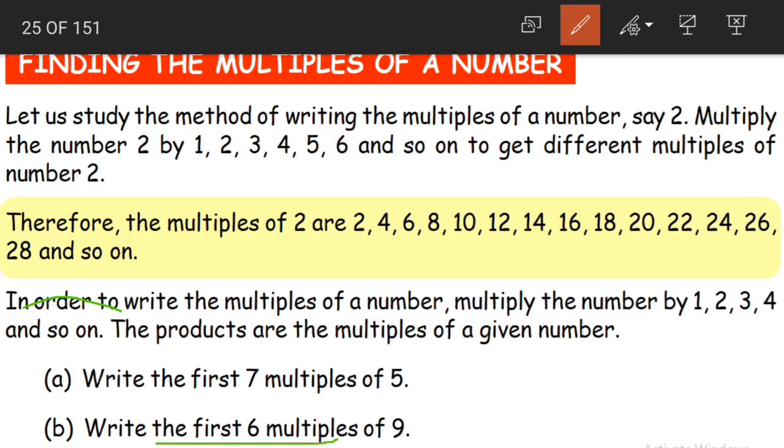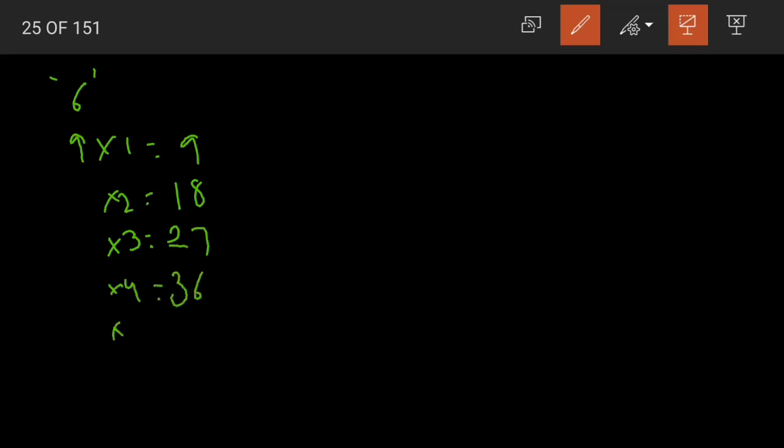Next, write the first 6 multiples of 9. We need to write 6 multiples of 9. 9 ones are 9, 9 twos are 18, 9 threes are 27, 9 fours are 36, 9 fives are 45 and 9 sixes are 54. Understood? Here also we should write 9.